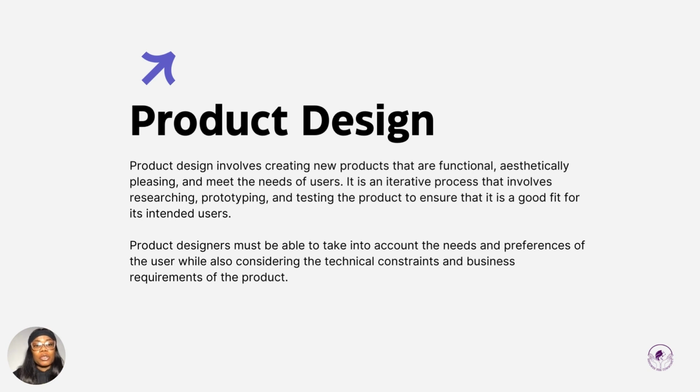So product designers must be able to take into account the needs and preferences of the user whilst considering the technical constraints and the business requirements of the product. So for you to be able to design a good product, you need to have it in mind that there are technical parts of this thing. When you design it, is it going to be able to function the way you want it to work, right? And then does it meet the business requirements? So these are things you need to consider before designing products.